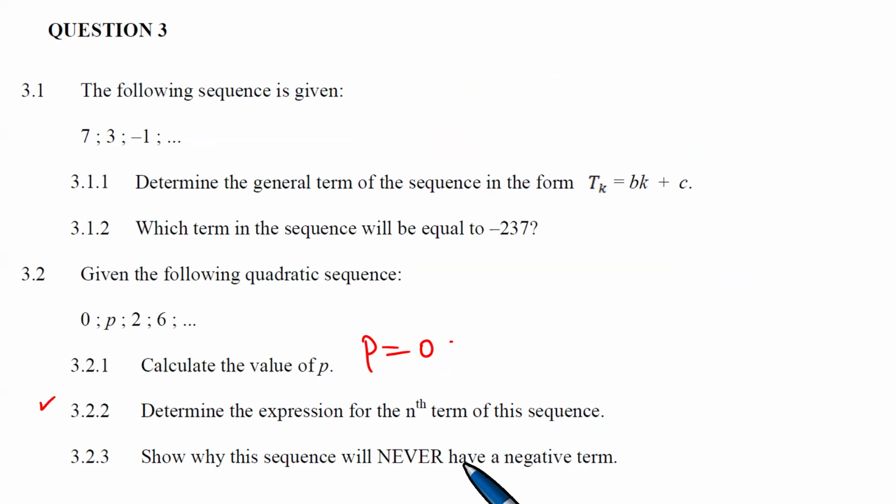Tn is equal to an squared minus pn plus c. Well done. Thank you so much. Plus tn. Yes, that's fine. I get you. But I'm trying to make sure that we are sure of this.